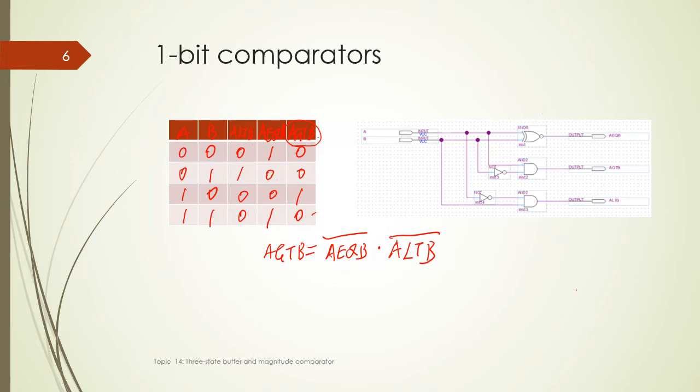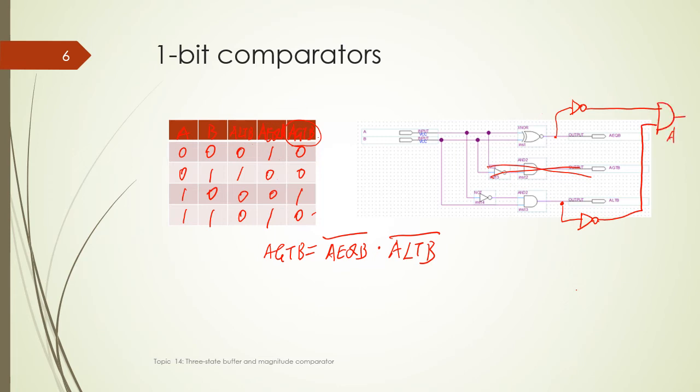So for A greater than B, we don't have to do that. What we can do is take the output of A equal to B, put it through a NOT gate, and take the output of A less than B, and put it through a NOT gate, then put them through an AND gate.